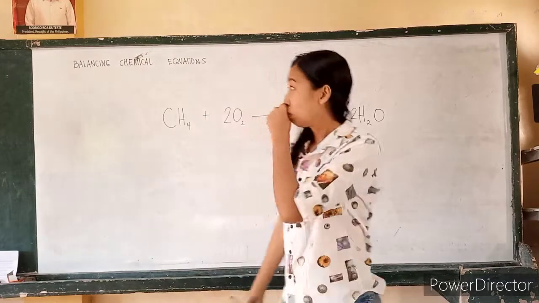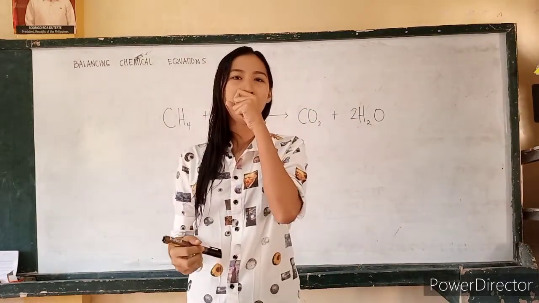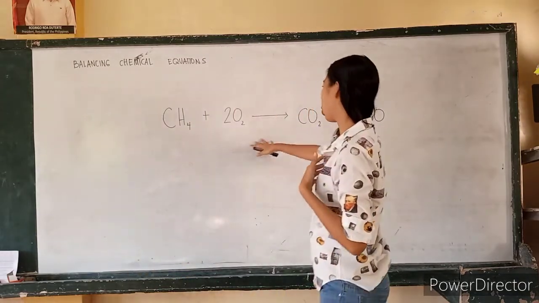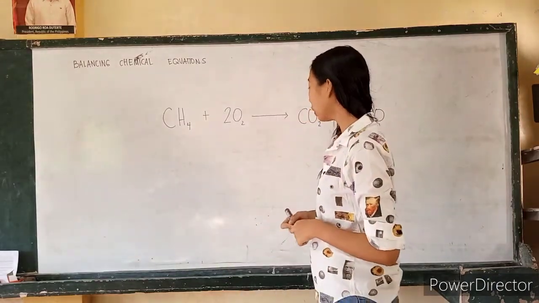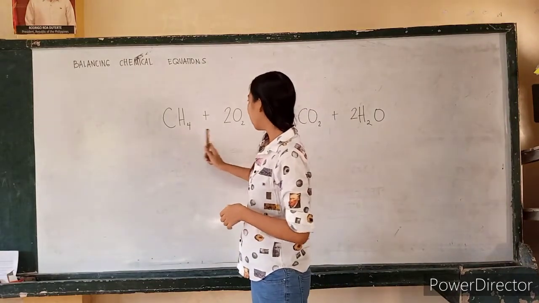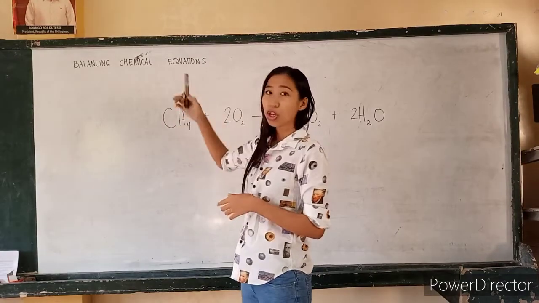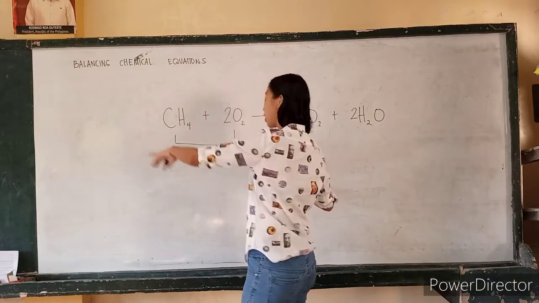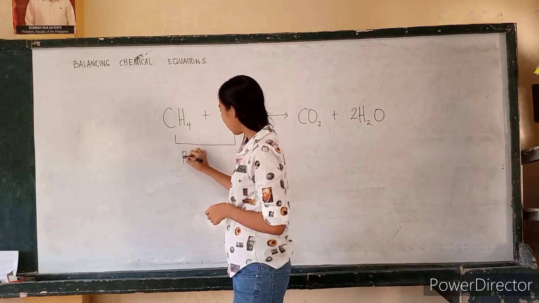Okay, so now before we proceed with balancing chemical equations, let us first have this chemical equation, and we are going to understand the parts of a chemical equation. Now, I already told you last lesson about the names of these molecules. So, these first two, the ones on the left side of your arrow, are called your reactants.